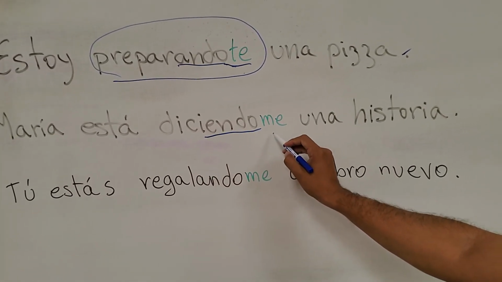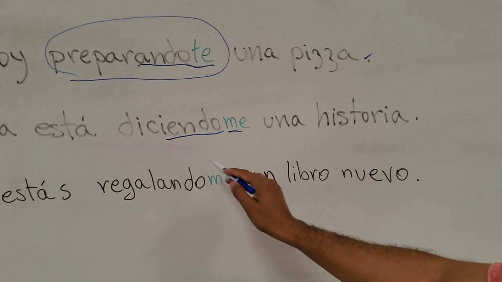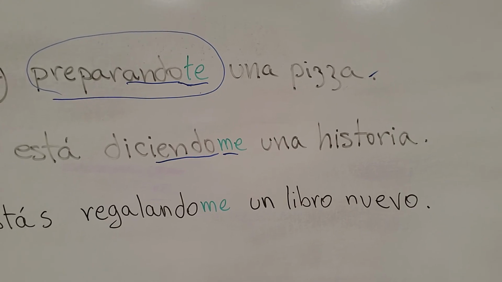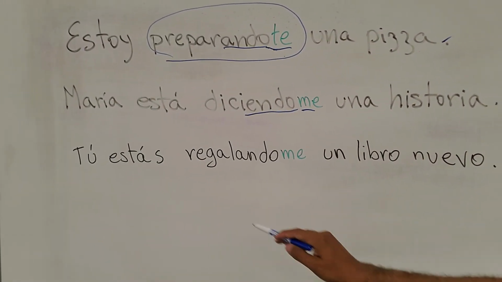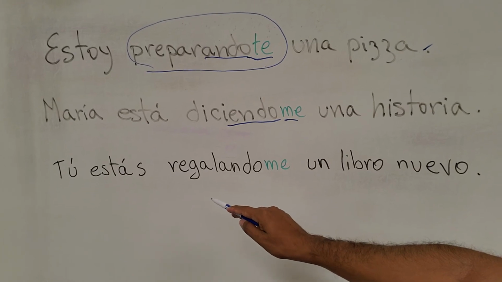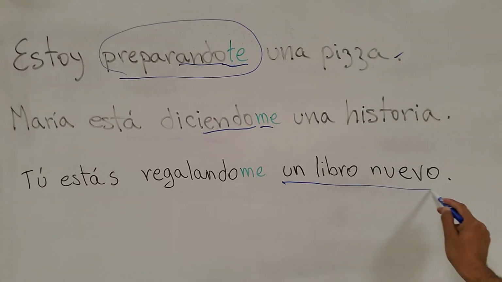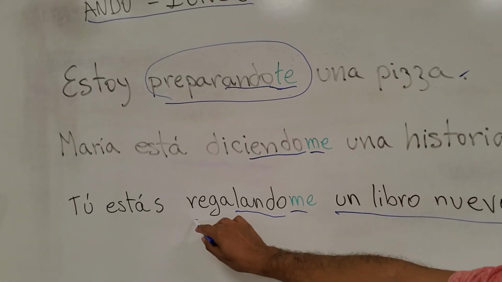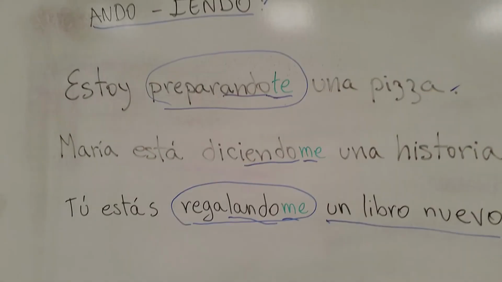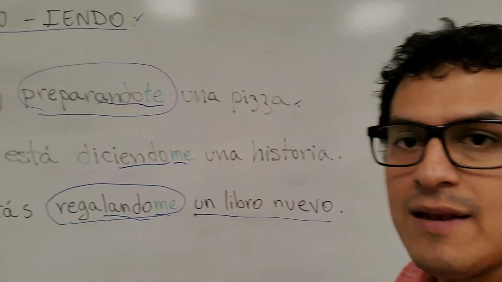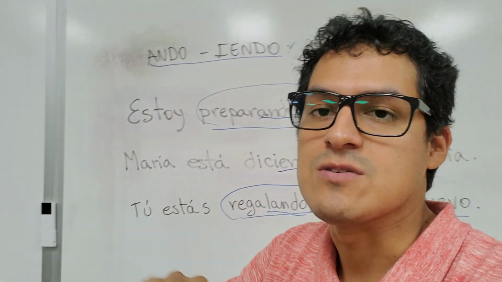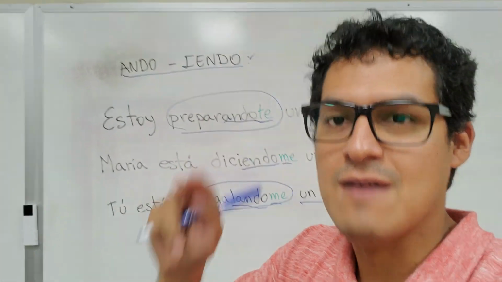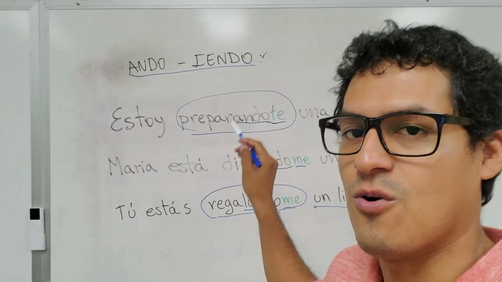Diciendo, yendo, me, una historia. We place a pronoun after the ongoing version of the verb. Ando yendo. María está diciéndome una historia. The third example I have here is tú estás regalándome un libro nuevo. Regalando, ando yendo, me, the pronoun. Tú estás regalándome un libro nuevo. Okay? Again, we can place a pronoun in three situations: when we have the verb in infinitive, when we have the verb in command, and when we have a verb in ando yendo, the ongoing form.